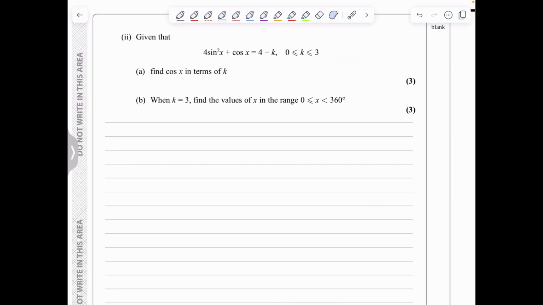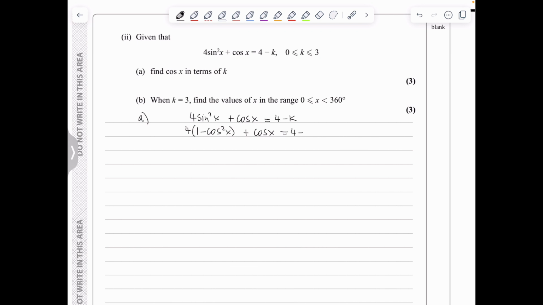In ii, we've got the given trigonometric equation and we need to find cos x in terms of k. So I will start with what I'm given. It's 4 sine squared x plus cos x is equal to 4 minus k. Well, we know that sine squared plus cos squared is 1. So in the place of sine squared, I'm going to put 1 minus cos squared. So this will give me a quadratic in cos.